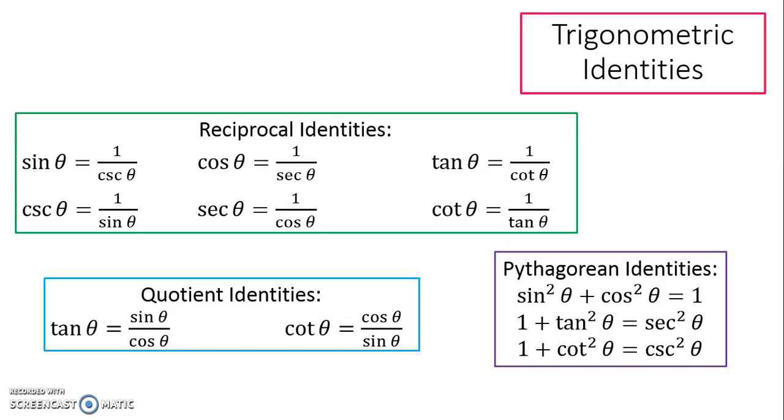And then this purple set is your Pythagorean identities. Sine squared plus cosine squared equals 1, 1 plus tangent squared equals secant squared, and 1 plus cotangent squared equals cosecant squared. You will need to know these. I can almost guarantee that the reciprocal identities and the quotient identities you will see and use so much that they will be ingrained into your head. Your Pythagorean identities, you should be close to seeing them so much that they're ingrained into your head, but if not, then make sure you've studied them and know what they are.